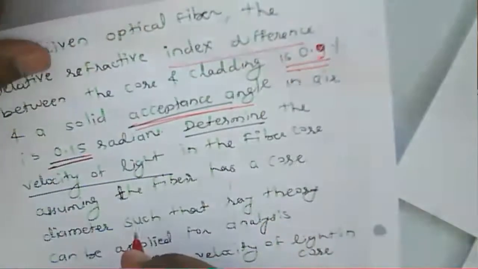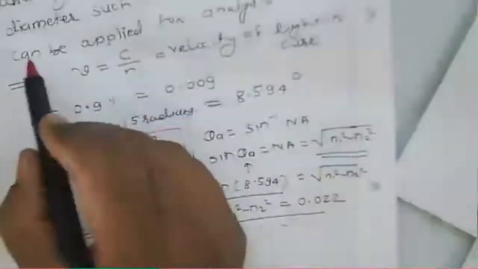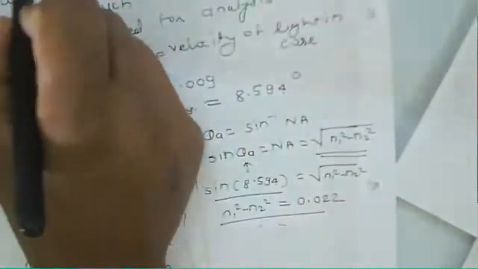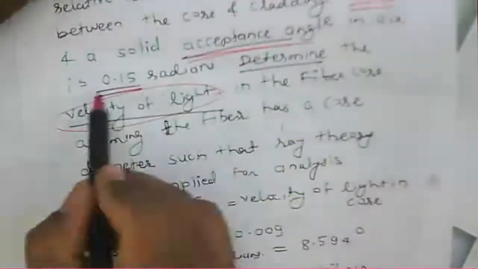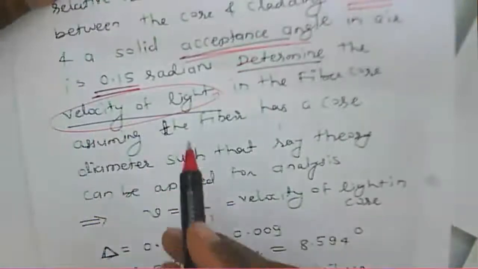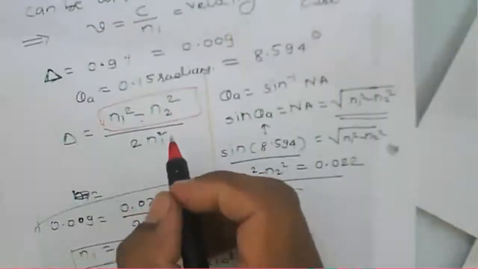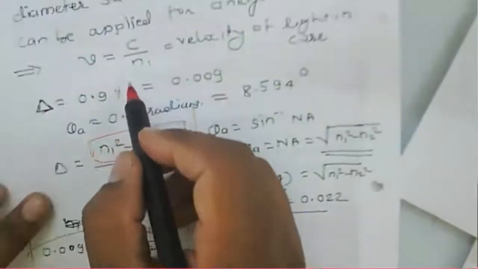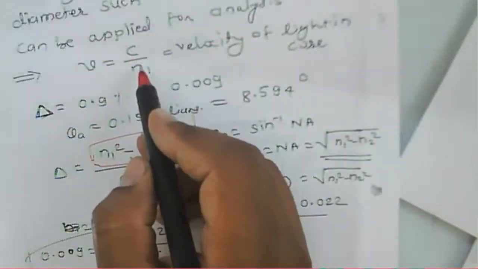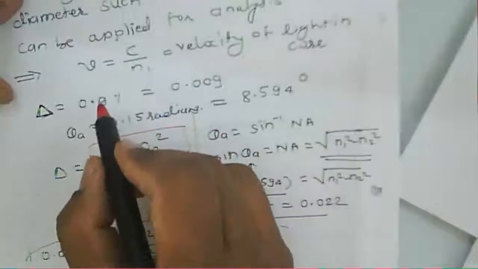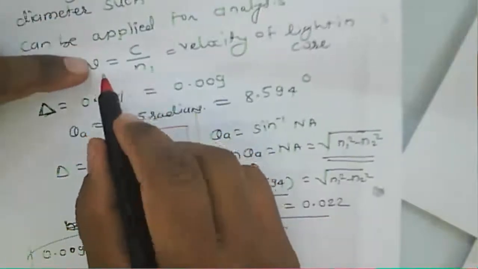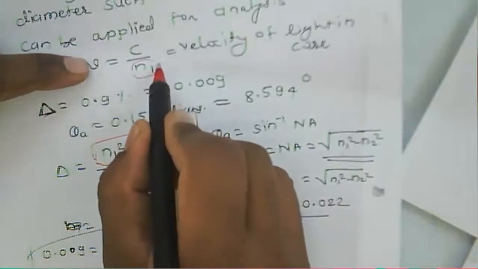Okay, 0.09, and then we need to find out the velocity of light in the core. To find the velocity of light, we know the equation is v equals c by n1. Using that, we need to obtain v here. But before that, we need to find out n1.